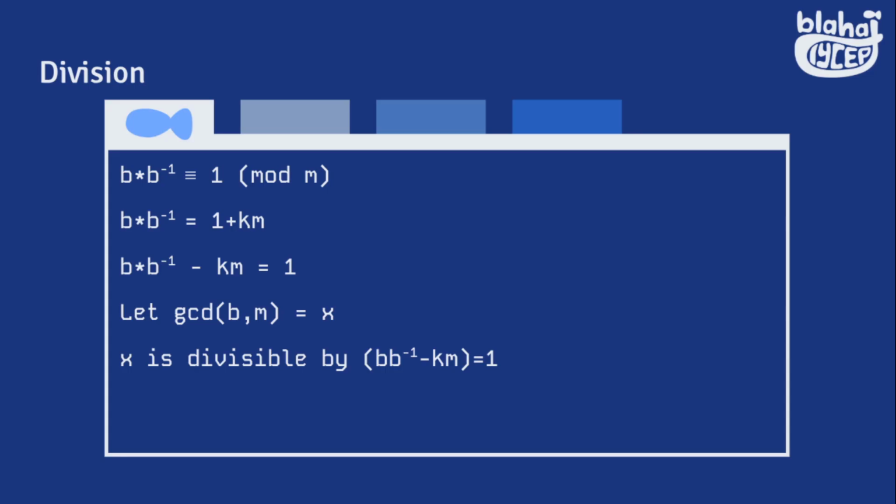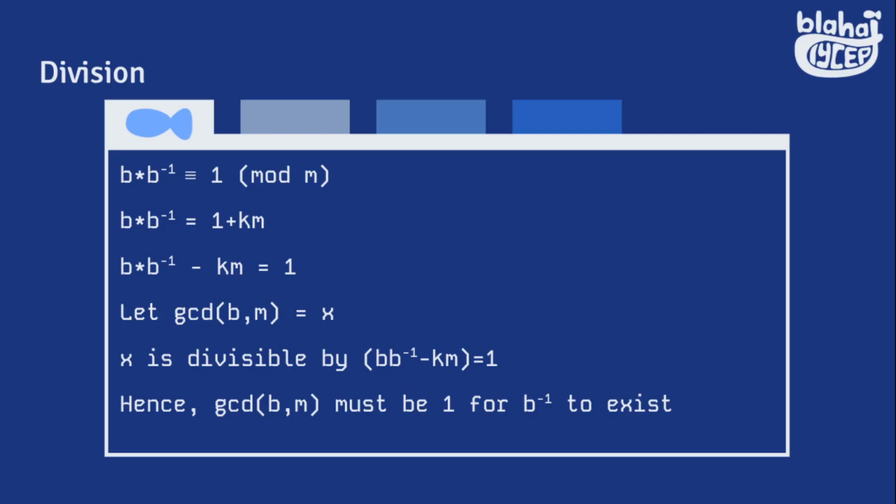But we remember that this whole expression is 1. So since x is a factor of 1, what can x be? 1. Yeah, that's correct. X is 1, which means that the GCD of b and m must be 1. Otherwise, the inverse just does not exist.